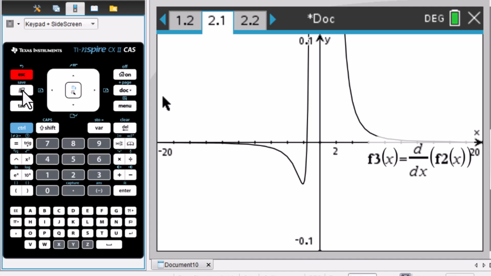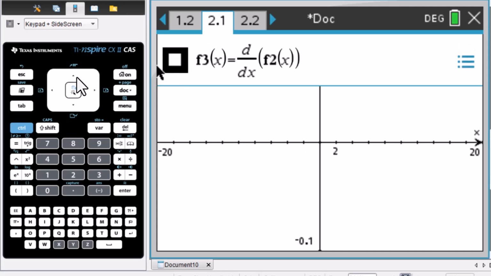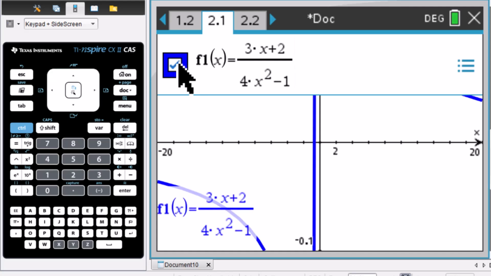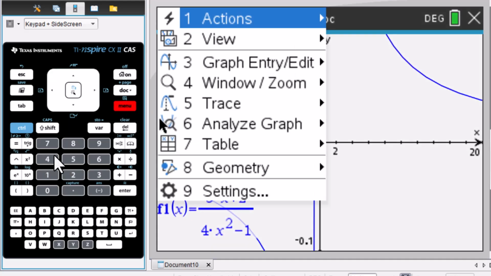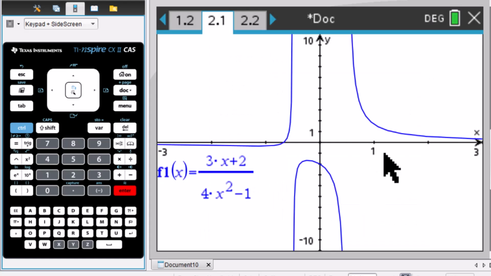We need to go to tab and select all the functions except the original function. Go to menu, use the given domain, -3, 3, 1. For the y minimum, -10, 10, 1. Just try. Enter. This is a pretty good graph.